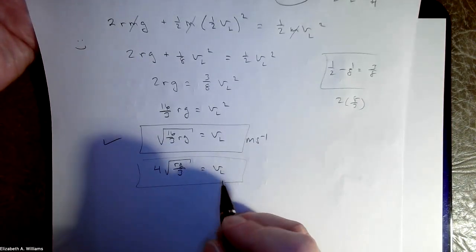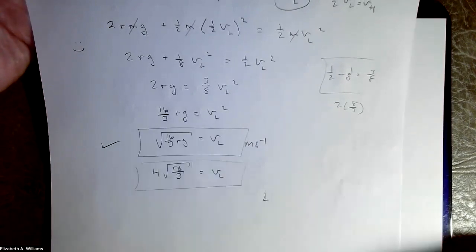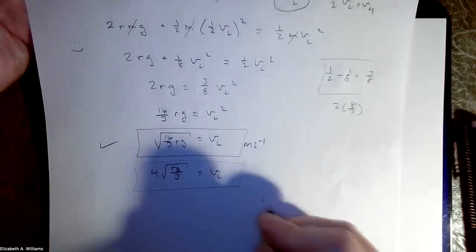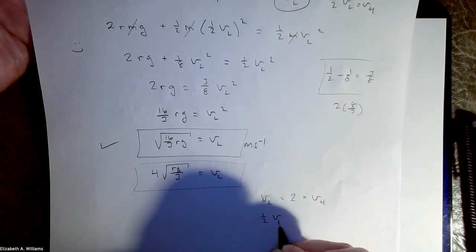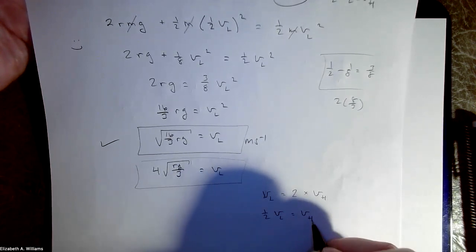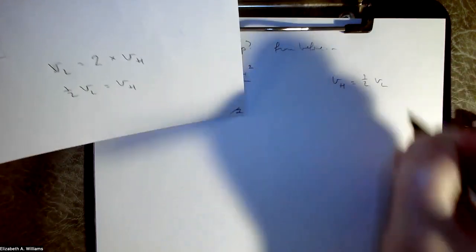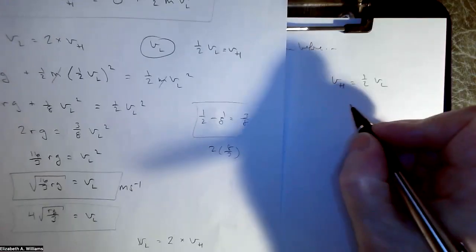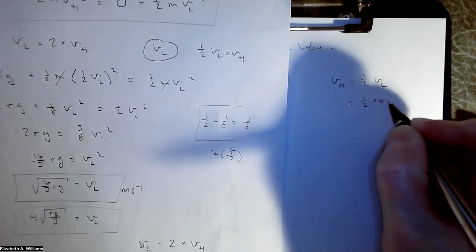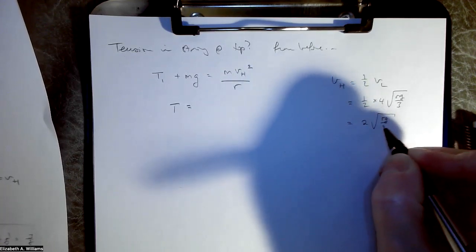That's the velocity at the lowest point. You know that the velocity at the lowest point was twice as much as the velocity at the highest point. So 1/2 of the lowest point velocity is going to be your highest point velocity. Because we're using highest point velocity here, I might just swap that out, because I got something tidy with only the radius in it, and say that's going to be 1/2 times 4 root RG over 3. I'm going to end up squaring it anyway, so it's not going to be quite so ugly. That's 2 ugly square root RG over 3.